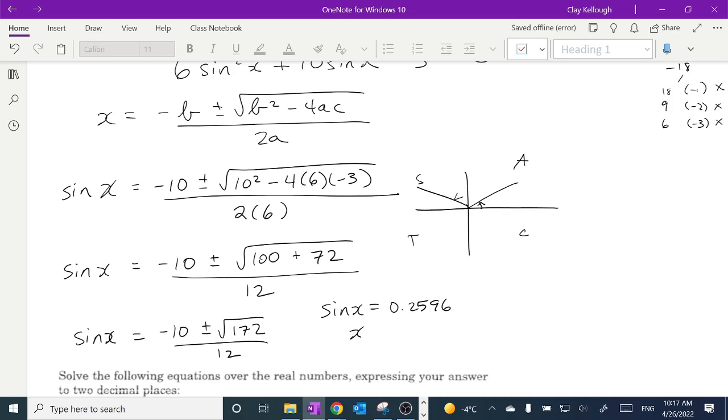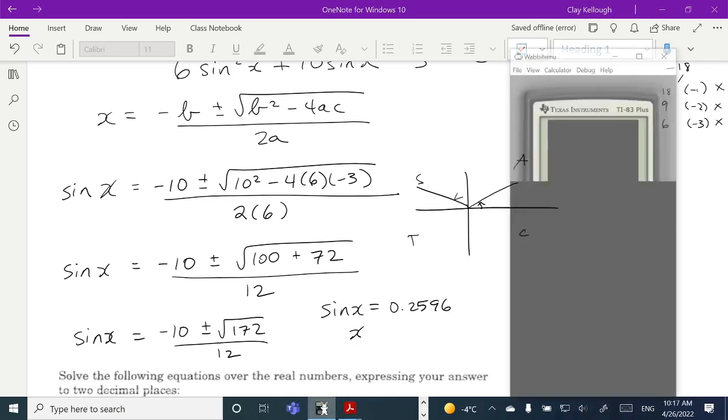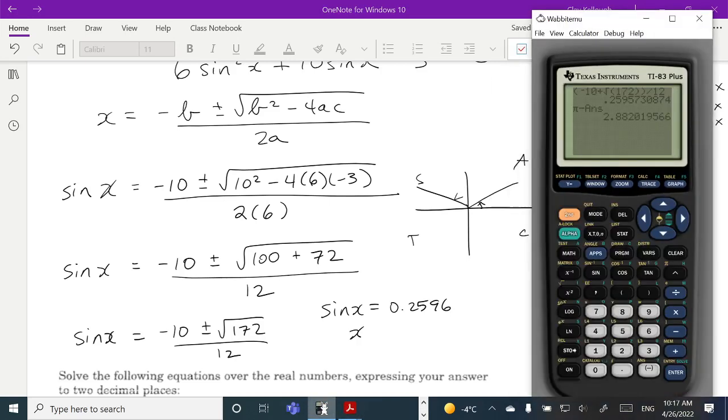Sine of x is this. Okay, let me go back. Thank you for pointing that out. Let me have a mulligan on that. So let me go back and get that decimal back again. So I'll just repunch. My apologies. Open a bracket, -10 plus the square root of 172, close the bracket for the square root, close the bracket for the numerator, divided by 12, equals, there we go.